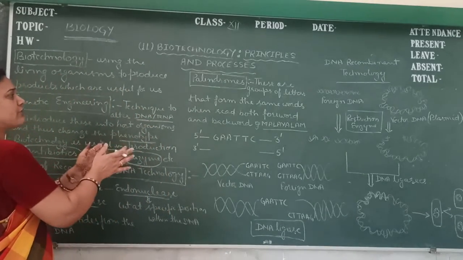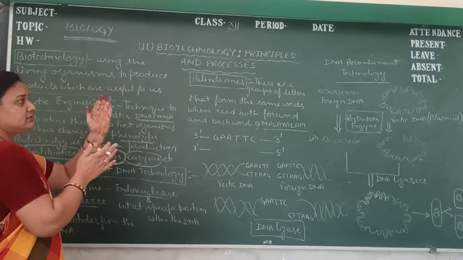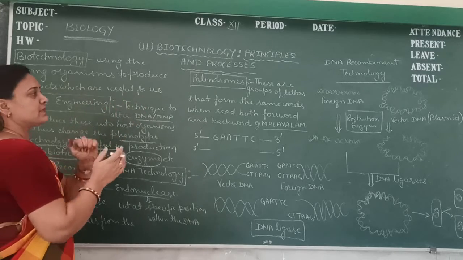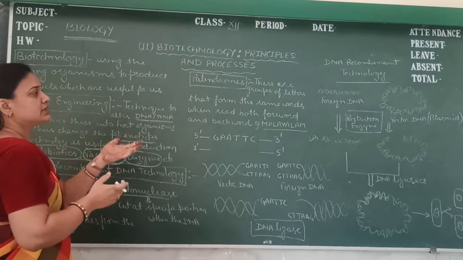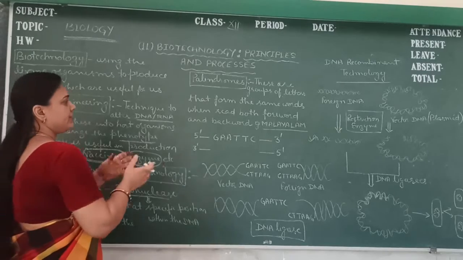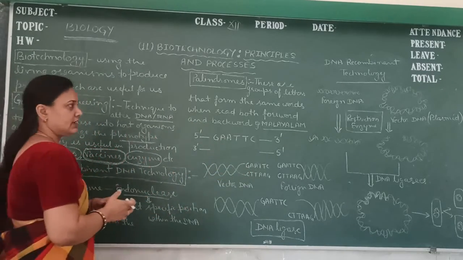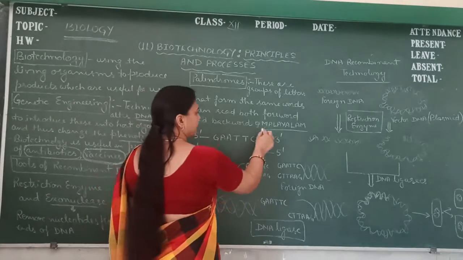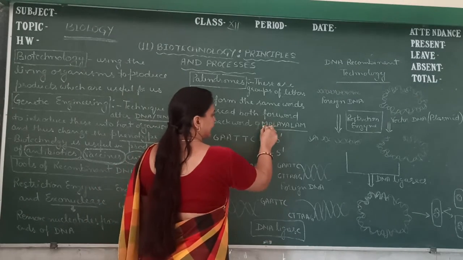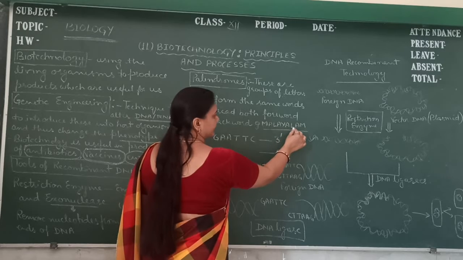Now, what is palindromes? Palindromes, these are groups of letters. Here the letters are the nitrogenous bases, okay, that form the same words where we read from both the sides, forward and backward, like Malayalam. Malayalam means M-A-L-A-Y-A-L-A-M.